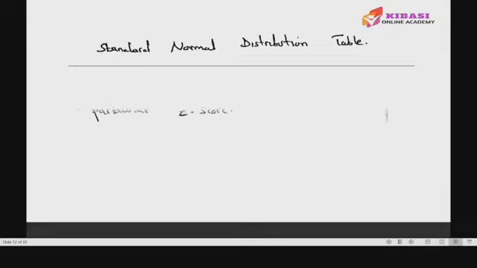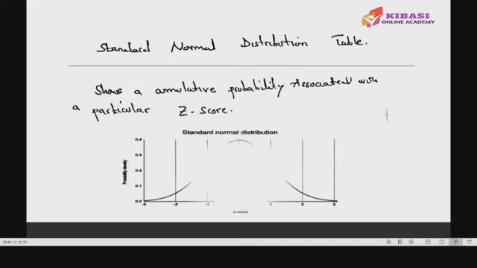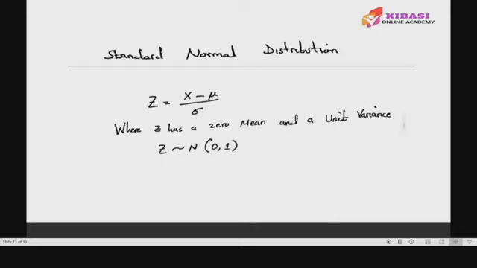Standard normal distribution table, we have this. This standard normal distribution table show a cumulative probability association with a particular z-score. So like this. Graph yake inakuwa iko hivi, this is the middle part. Standard normal distribution. Z is equal to x minus mu over standard deviation, where z has a zero mean and a unit variance like this. Z is normal distribution, bracket 0, and this is z and this is mu.